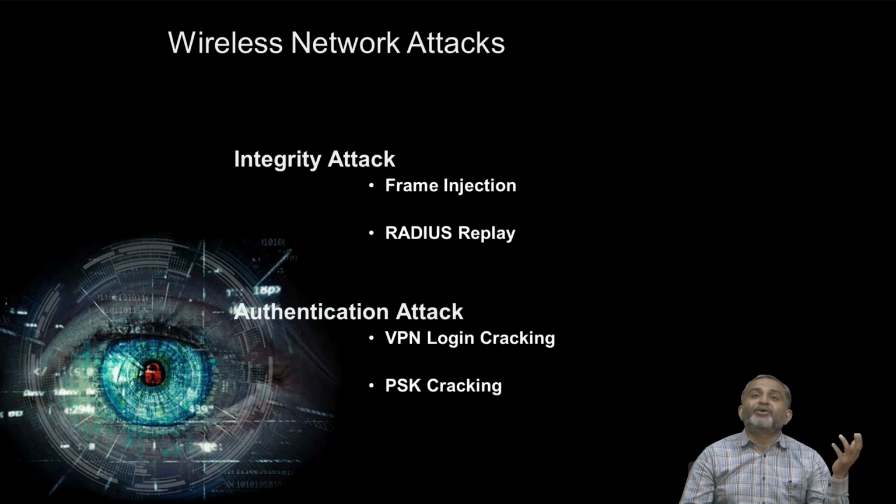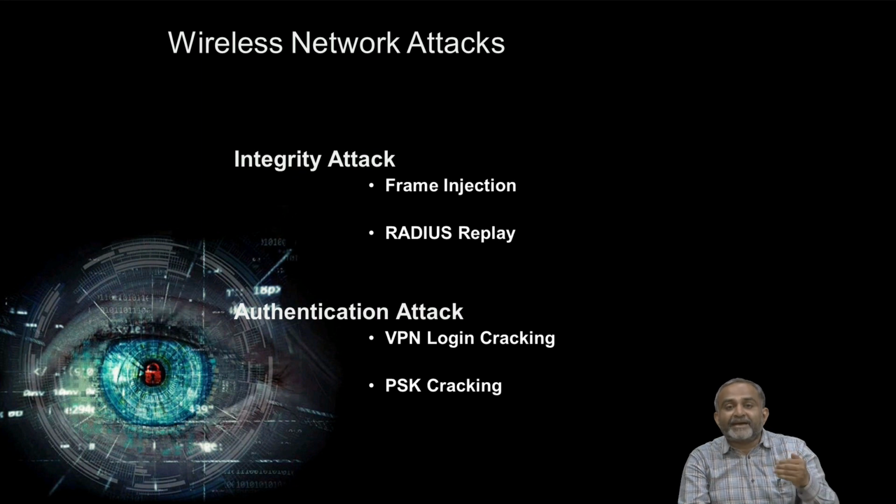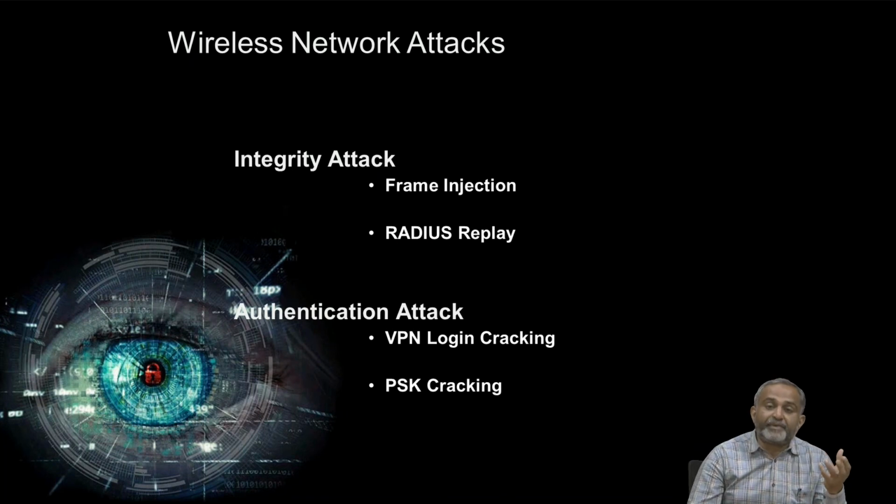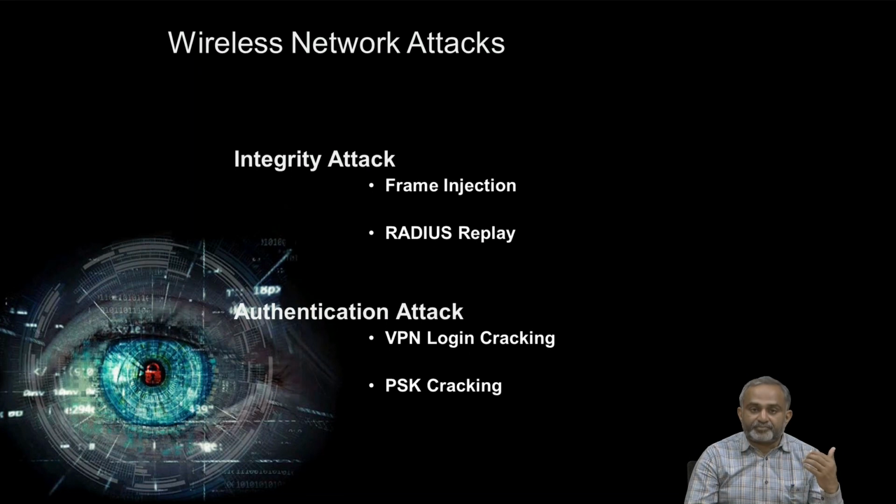Another type is the authentication attack, VPN login or PSK cracking. So in this kind of attack, the attacker can get the authentication credentials, for example, a VPN login crack. So as you know, VPN is a private network, but with the help of an authentication attack in a wireless network, if he can get into the wireless network of the organization, then he can easily manage the VPN login also. Another is PSK cracking.